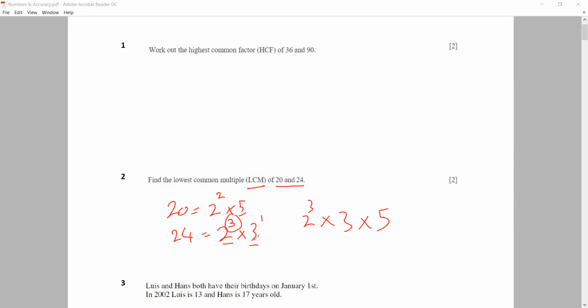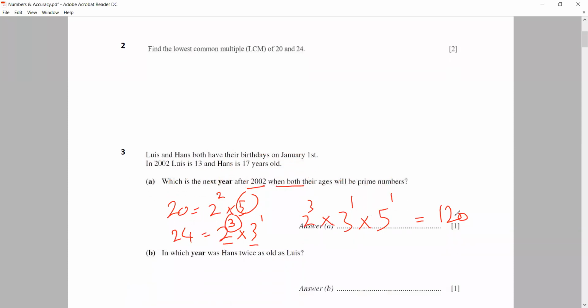So here I have only one 3. So I have only one 5. The index is 1. And the answer should be basically 8 times 3 times 5, 120. So that's it. That's the answer, the LCM of these two numbers.